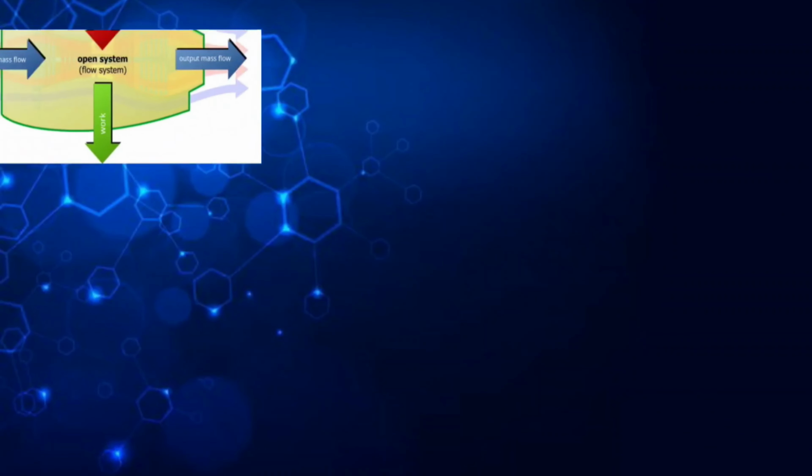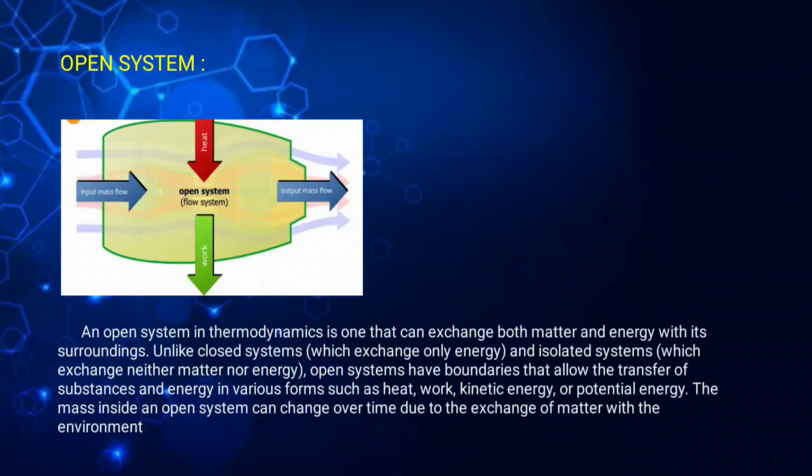Open system. An open system in thermodynamics can exchange both matter and energy with its surroundings. Unlike closed systems and isolated systems, open systems have boundaries that allow the transfer of substance and energy in various forms such as heat, work, kinetic energy, or potential energy. The mass inside the open system can change over time due to the exchange of matter with the environment.